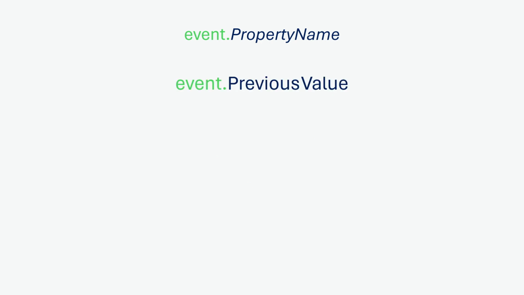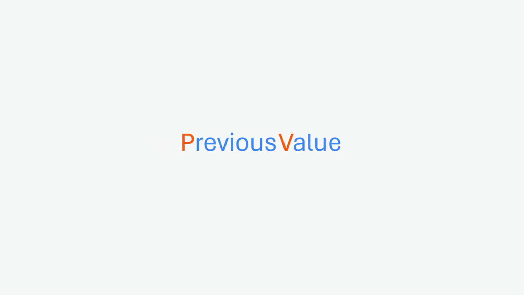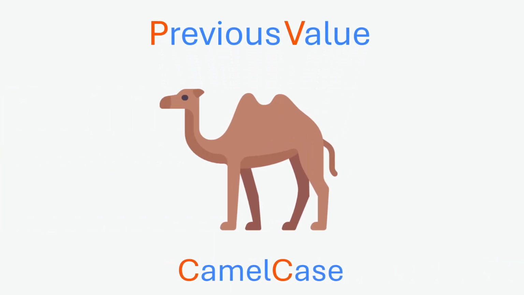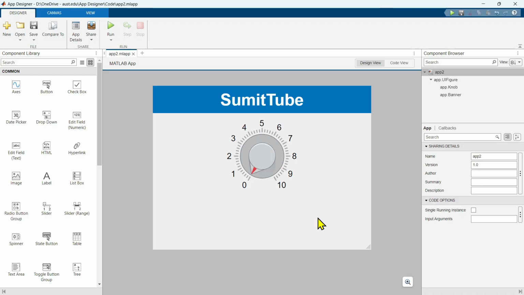Now let's take a closer look at the property name. For example, one property is event.previousValue. Here previousValue is the property name. Now previousValue is actually two words. One is previous and the second word is value. Every word starts with uppercase followed by all lowercase, and there will be no space between these two words. This type of naming convention is known as camel case, because as you can see in the picture, a camel has this up down feature.